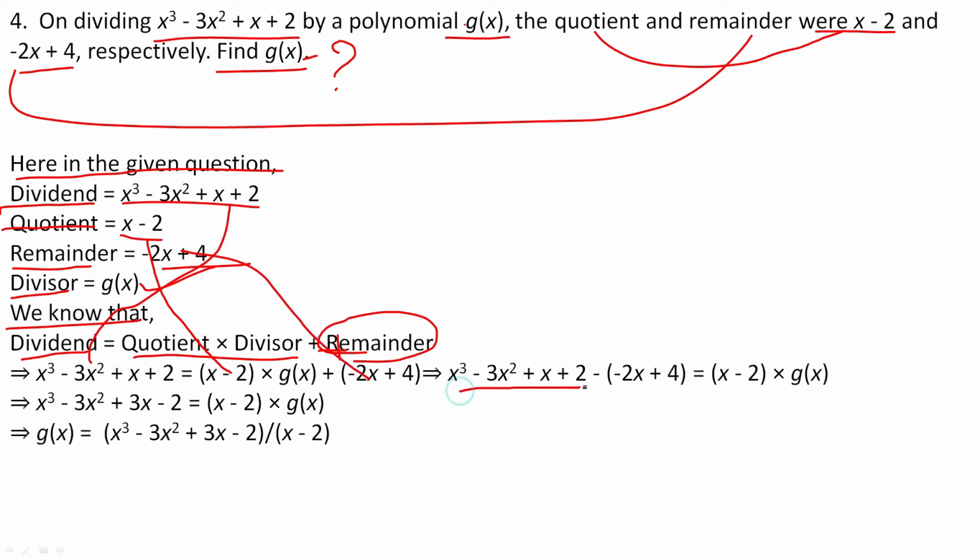Simplifying the equation, you will get x minus 2 into g of x. From this, g of x you can write separately. So g of x is equal to, this x minus 2 you bring down. So x power 3 divided by this x minus 2. When you divide, you will get g of x.